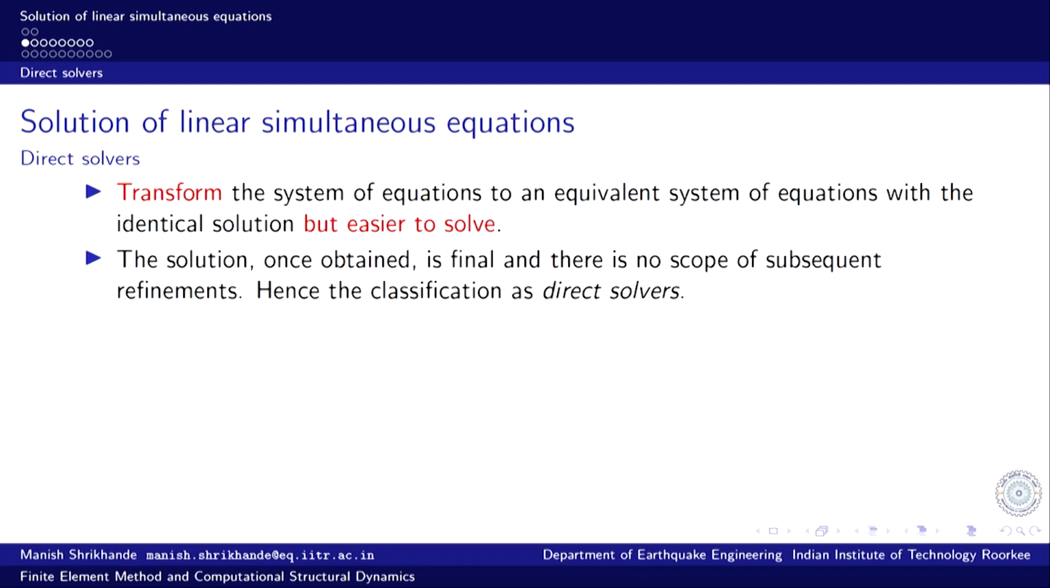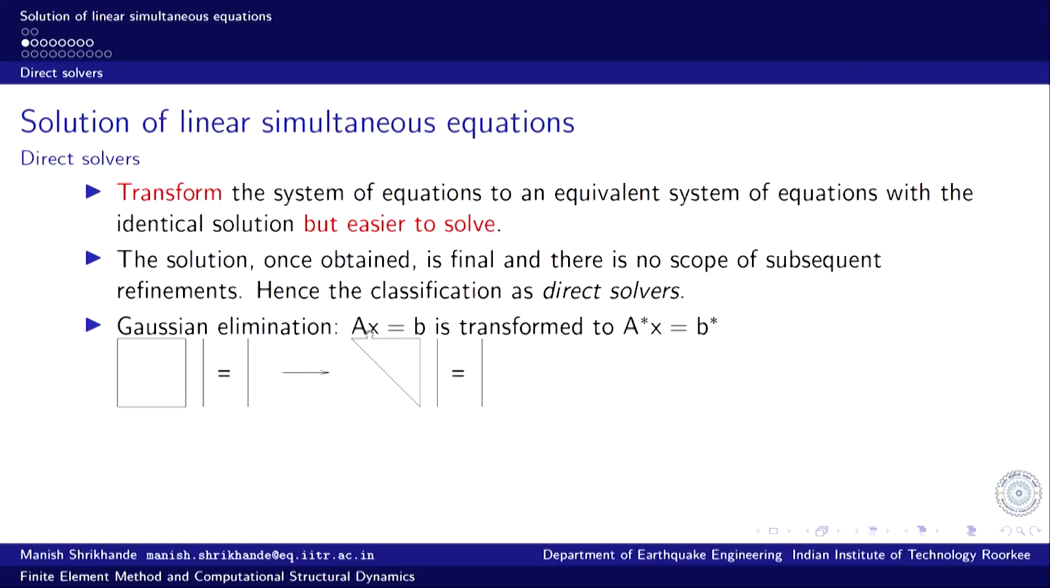The solution once obtained is final and there is no scope of subsequent refinements, and that is what is called a direct solver. So, we have a complete set of process, and at the end of that complete procedure we have the solution as the procedure provides. It is like take it or leave it. This is all that the algorithm can provide. There is no further scope for refinement.